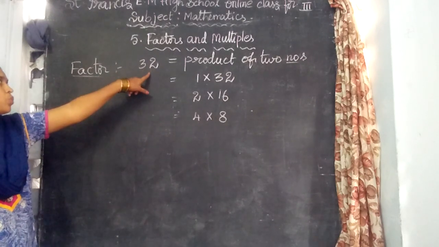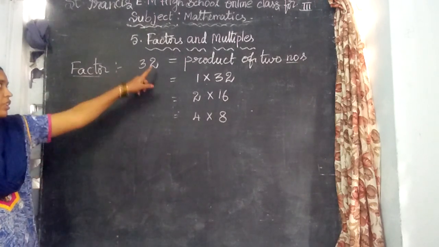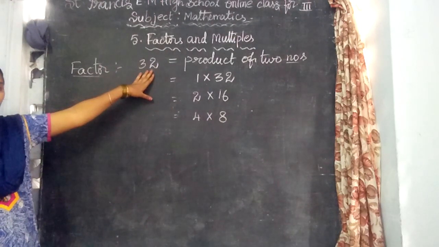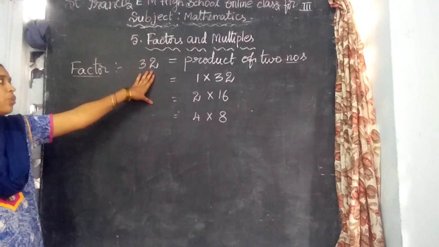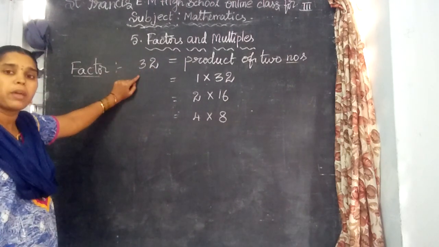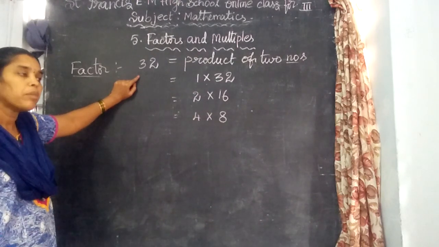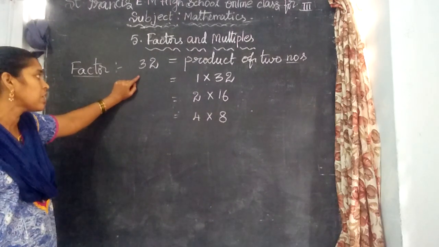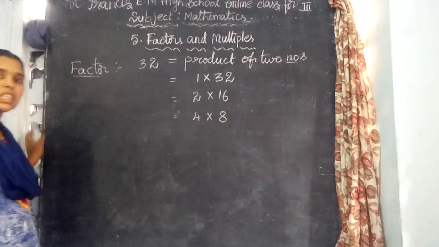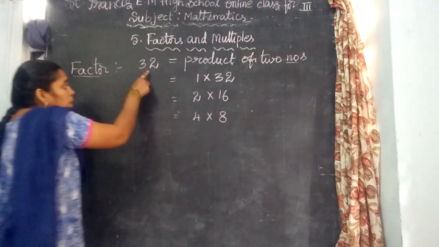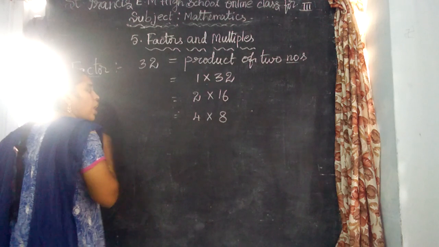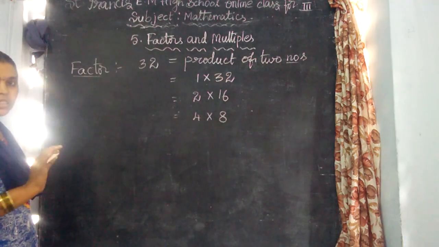But what is here? 2. Is 32 divisible by 5? No. Right? Then you go to 6. Is 32 divisible by 6? No. Because what is the divisibility rule of 6? If a number is divisible by 2 and 3, then the number is divisible by 6. Here it is divisible by 2, but not by 3. So 32 is not divisible by 6.